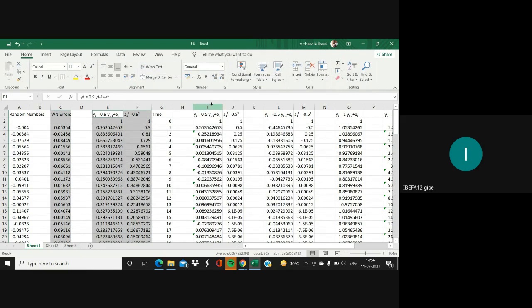Now let's look at another time series. Do you all still want me to plot the errors? It will look the same.